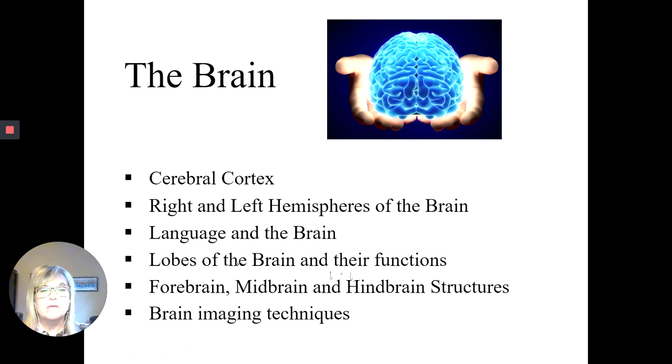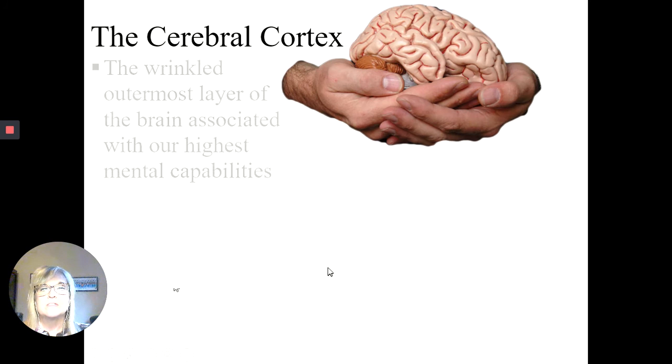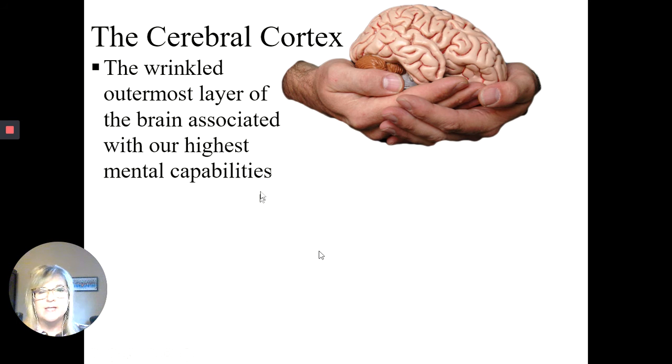We're going to talk about the different lobes of the brain and their functions. And then we're going to talk about how the brain is organized into forebrain structures, midbrain structures, and hindbrain structures. We're not going to talk about brain imaging techniques in this video.